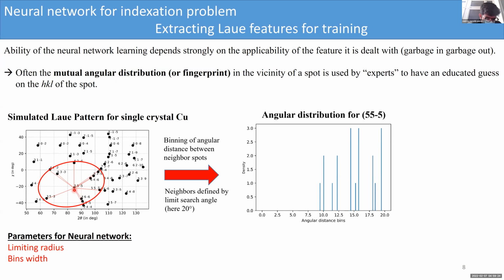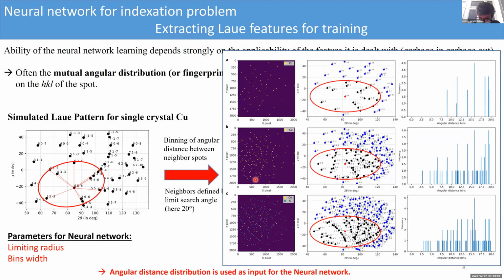We take the center point, and then we compute the angular distances between the neighboring spots defined by a limiting radius. This limiting radius can be anything. It is user dependent. For the moment, I've taken a 20-degree radius. All these spots that are within the 20 degrees will be classified in a distribution like this. So you have a sort of fingerprint for any given spot. Now you repeat this same process for all these spots, and then you will have a stack of histograms for each spot.